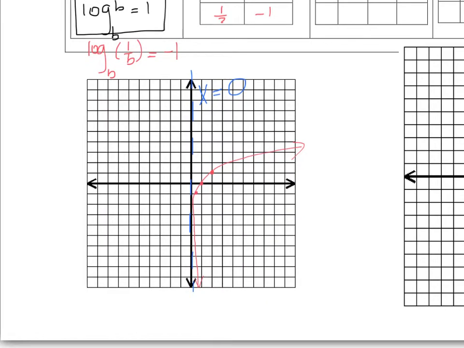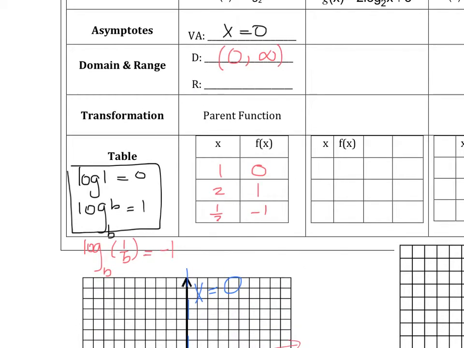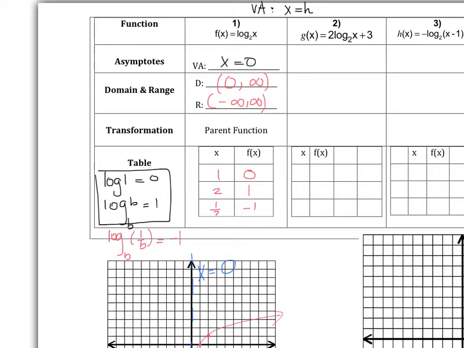Now if you look at the range, my graph is going all the way down, and this is going to extend up to plus infinity, so my range is going to be from -infinity to infinity. So this is how you graph the parent function. Now let's move on to number 2.